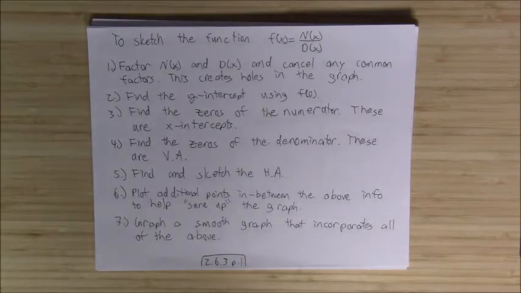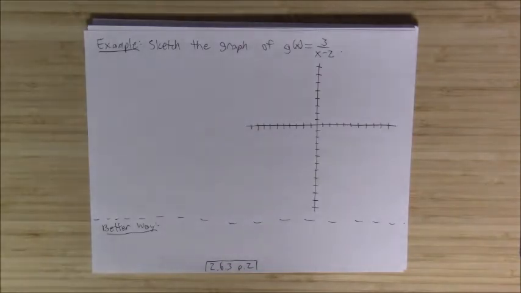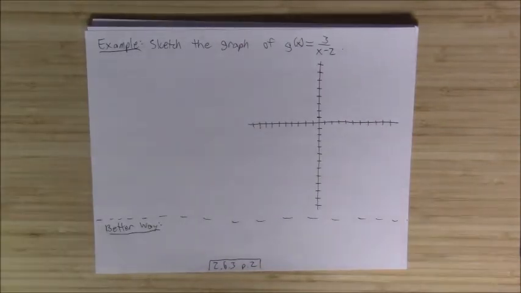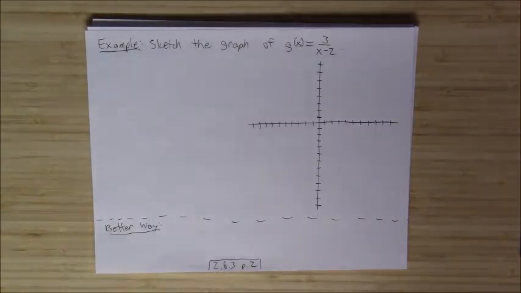And then sixth, we plot additional points in between the above info to help us shore up the graph, so to speak. And then finally, we graph a smooth graph that incorporates all of the above information. So for example, let's sketch the graph of g of x equals 3 over x minus 2.